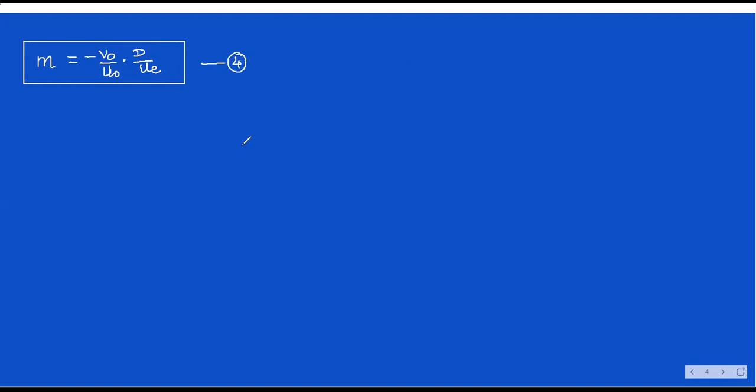Right? So m is equal to what? Minus v naught by u naught into d by ue. Call this equation number 4. Okay, next. Now case 1.